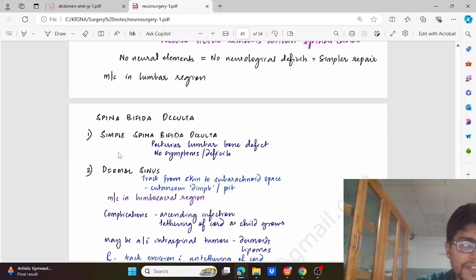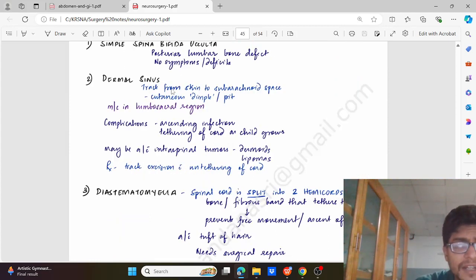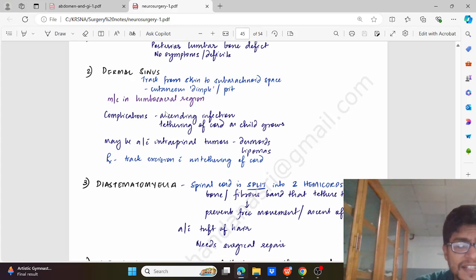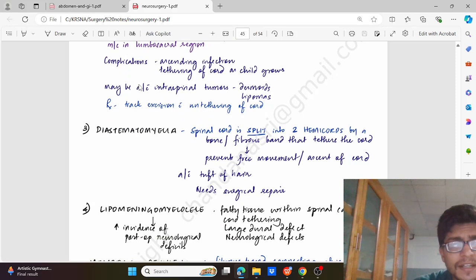Now we have spina bifida occulta, where we have simple spina bifida occulta, where there are no symptoms or deficit, just the posterior lumbar bone is defective. Dermal sinus, where we have a track from the sinus to the subarachnoid space, and cutaneously there will be a dimple or pit, commonly in the lumbosacral region. Complications could be ascending infection and tethering of the cord as the child grows, and it may be associated with an intraspinal tumor, that is dermoid or lipoma. Treatment will be track excision and untethering of the cord.